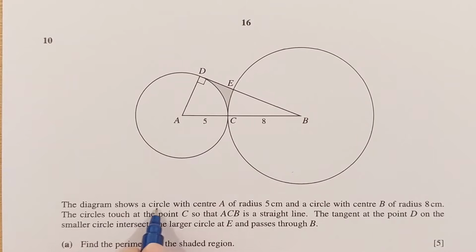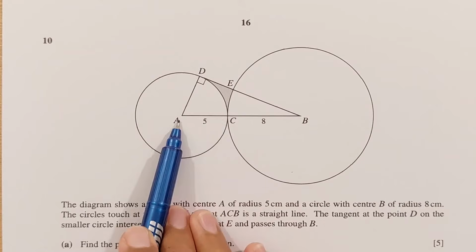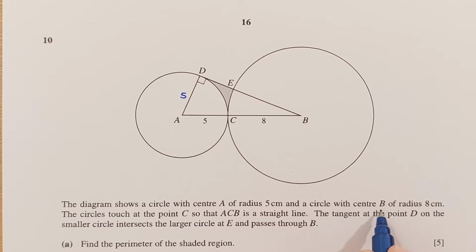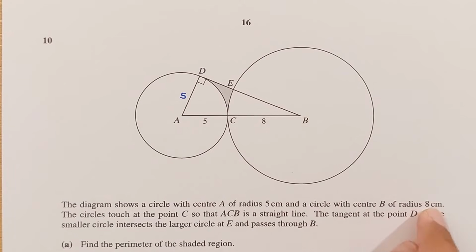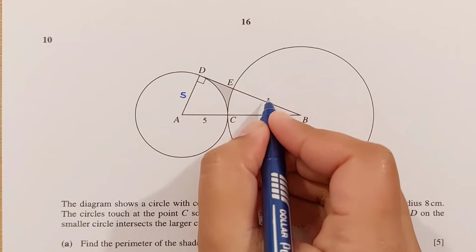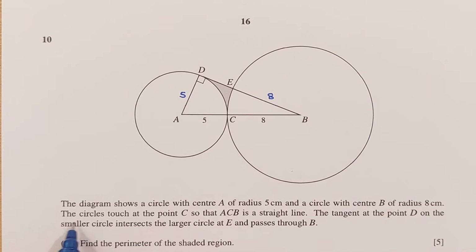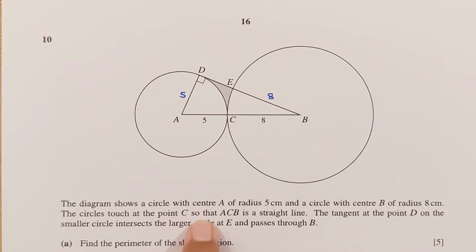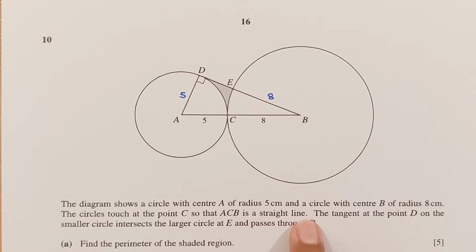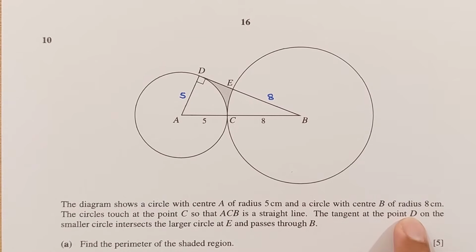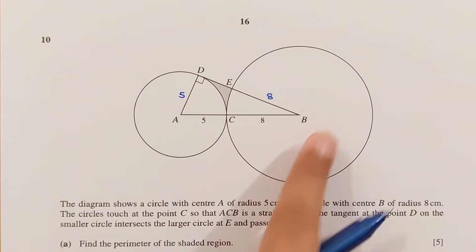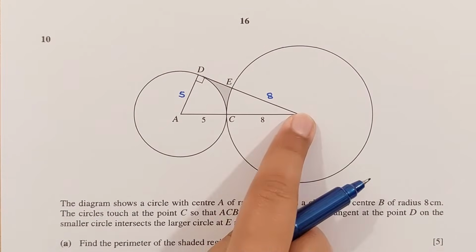Question number 10. The diagram shows a circle with center A of radius 5 centimeters. A to C is 5 and A to D is also 5. And a circle with center B of radius 8 centimeters. B to C is 8 and B to E is also 8. The circles touch at point C, so that ACB is a straight line. The tangent at the point D on the smaller circle intersects the larger circle at E and passes through B, right?